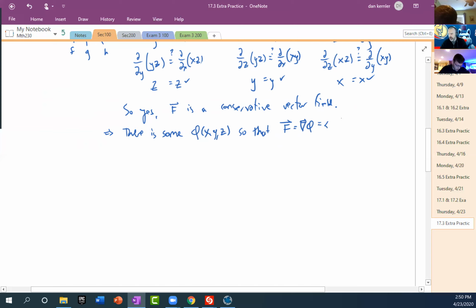And as a reminder here, the gradient is the partial derivative of phi with respect to x, the partial derivative of phi with respect to y, and the partial derivative of phi with respect to z.